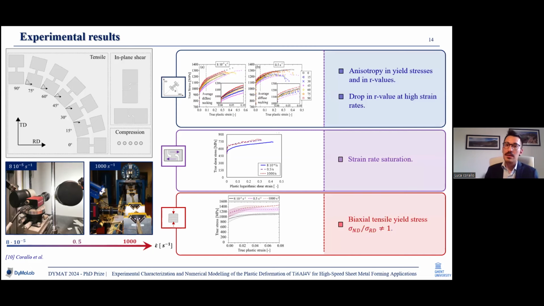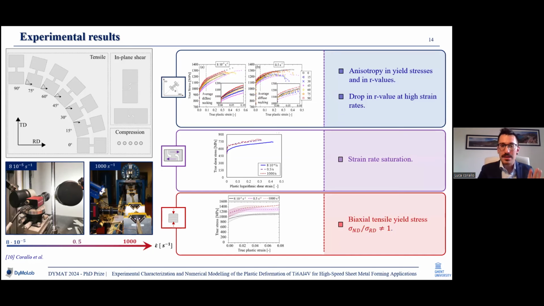Tensile experiments put into evidence the strong anisotropic behavior of this material, as well as a drop in Lankford coefficient with respect to strain rate. In-plane shear tests revealed a saturation of the strain rate amplification on the yield stress of the material, while compression experiments on stacked samples clearly indicated that this material is not governed by classical Mises plasticity.